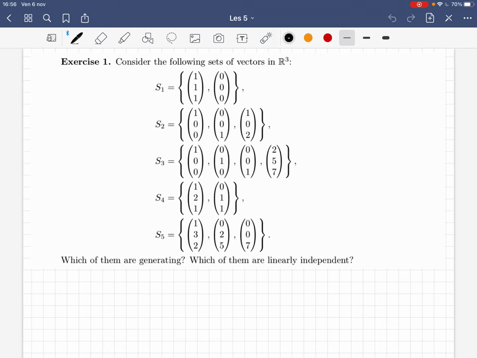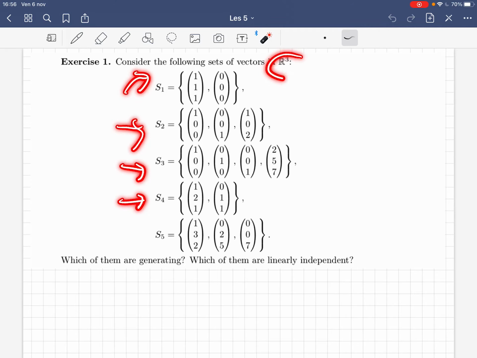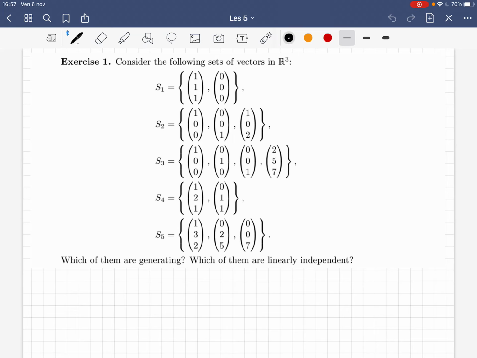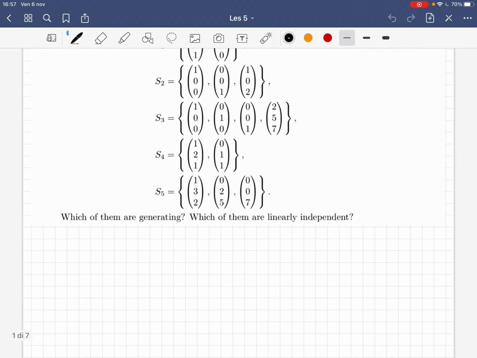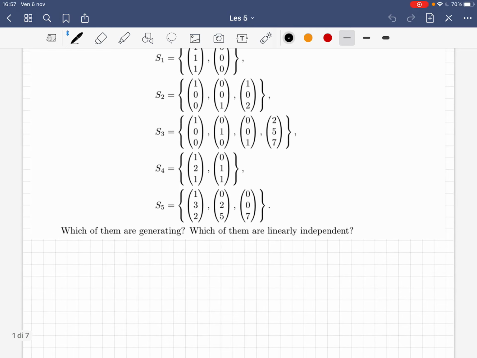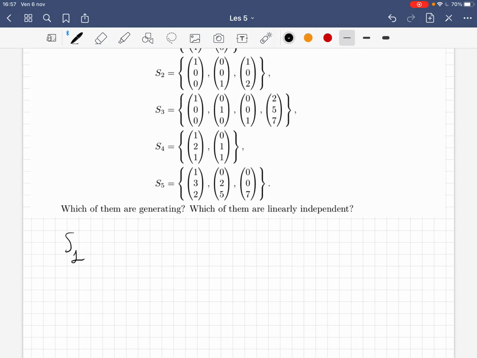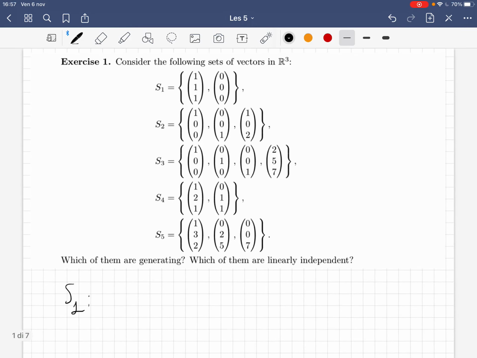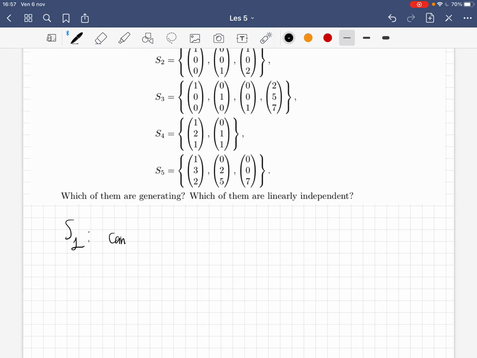The first exercise asks to look at these sets of vectors in R3 and to tell whether they are independent, they generate, and/or they are a basis. So let's just do it. So as for S1, you see it can't be generating. Why?